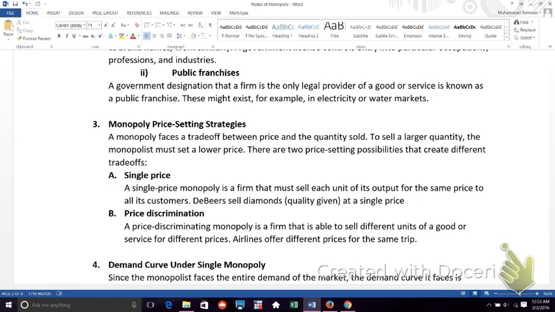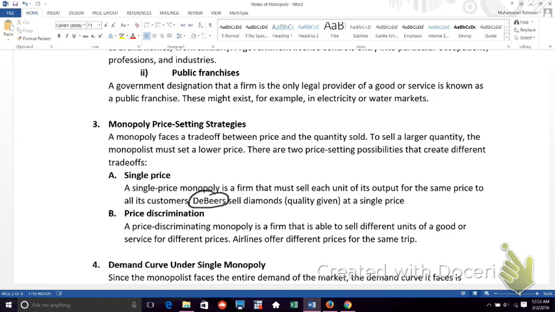A single price monopoly is probably the most common form of monopoly that we see around us, where the monopolist charges the same price for every unit of output they sell. So if you think about again De Beers, if De Beers sells 2,000 pieces of diamond bracelets, they're going to charge the same price for every diamond bracelet they sell.